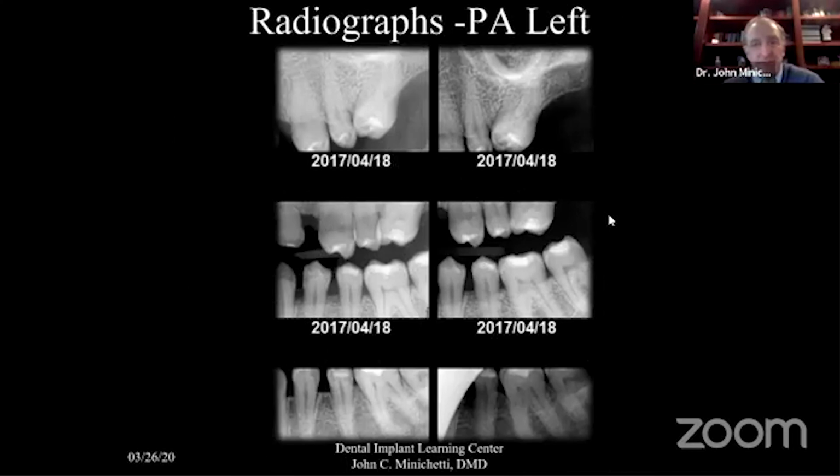Tooth structure looks decent. And here's the left side. The left side does show some periodontal involvement of tooth number 14, some recession on the facial or some bone loss on the distal, but minimal restorative dentistry.